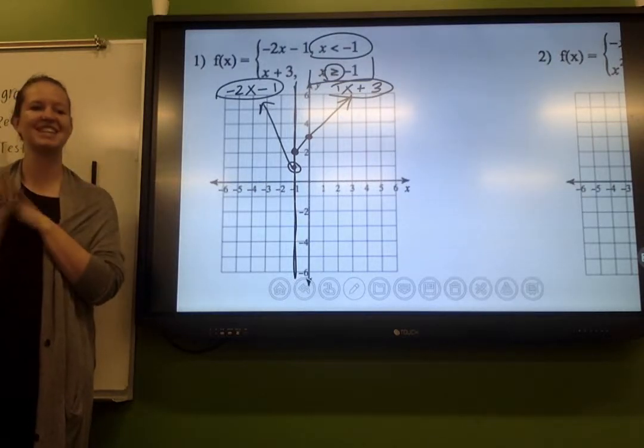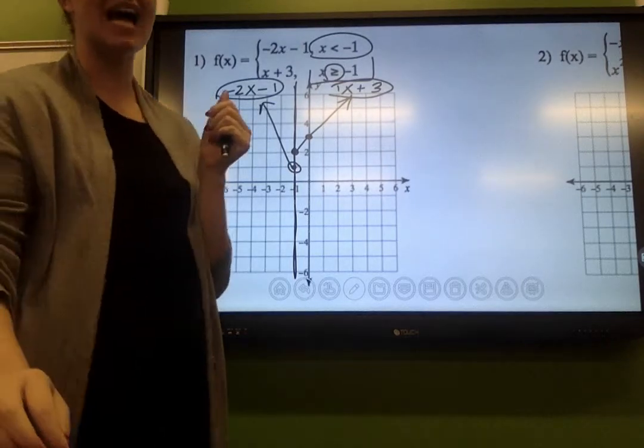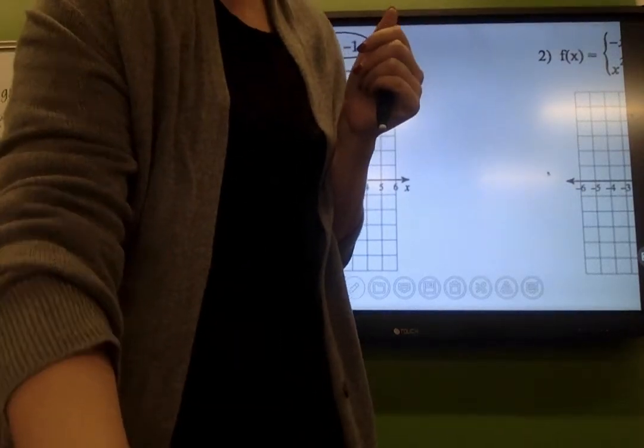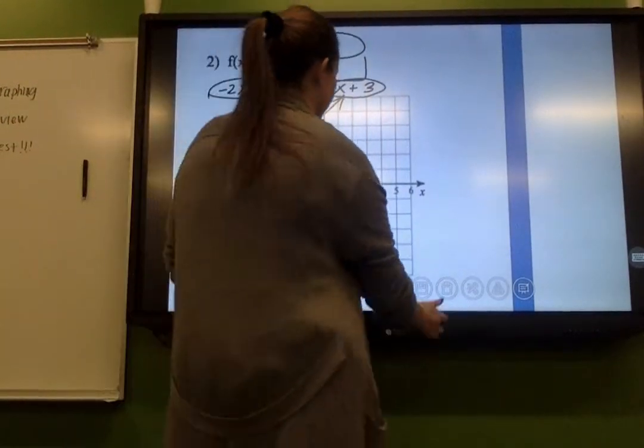All right, this is the basic. These are the easy ones because they're both lines. So the ones that you have for homework tonight, one of them is going to be a line and the other one's going to be a parabola. So, let's do it.